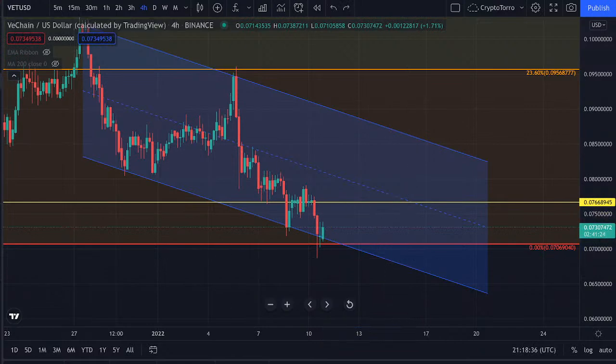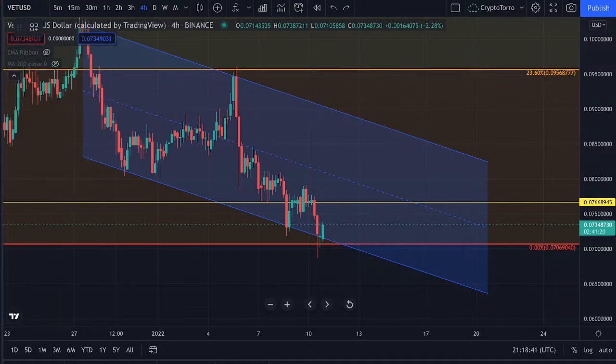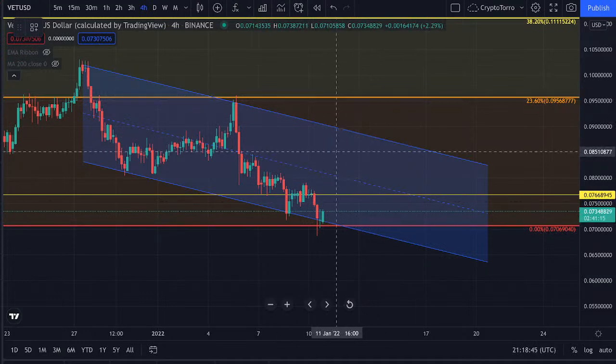So let's take a look at what the possible breakout or breakdown target is going to be if we do break down below this descending support or above this descending resistance.